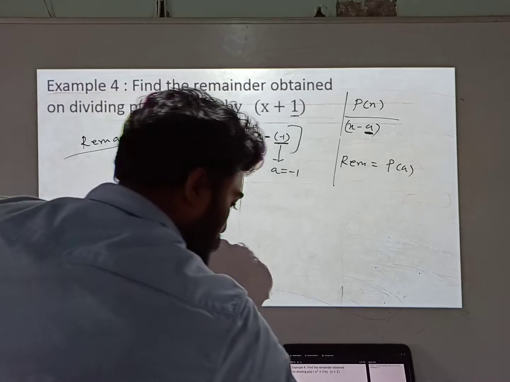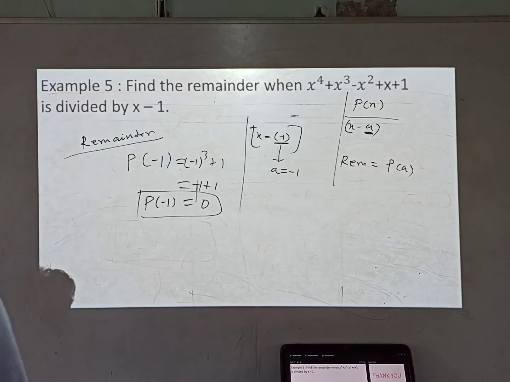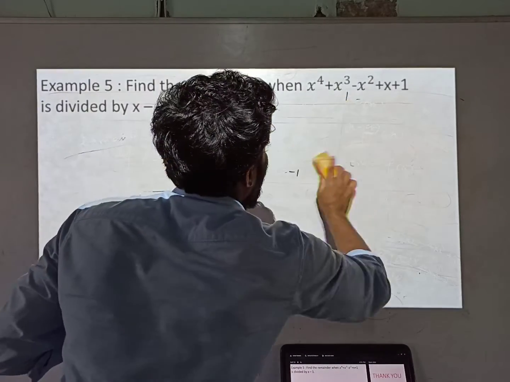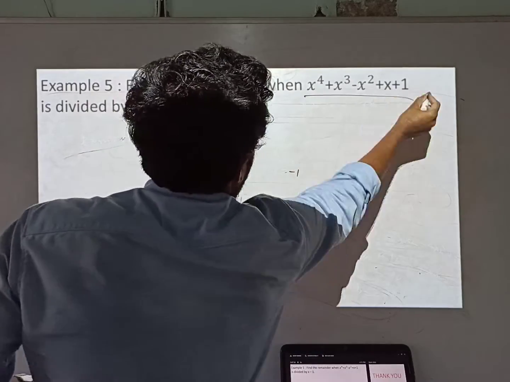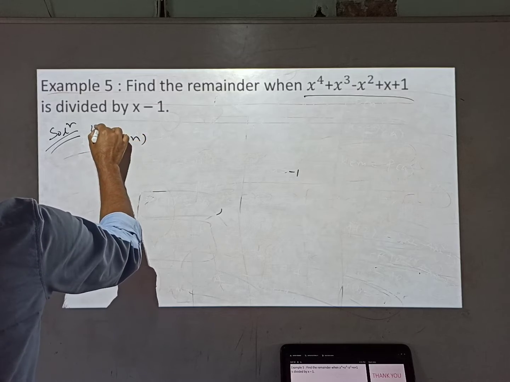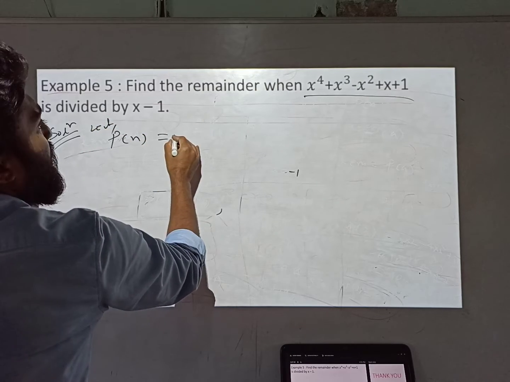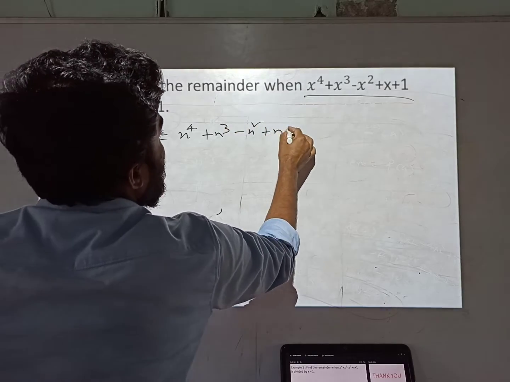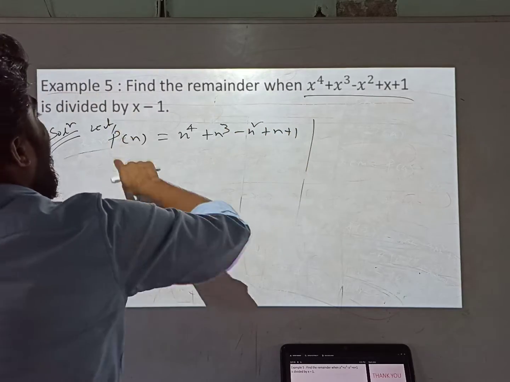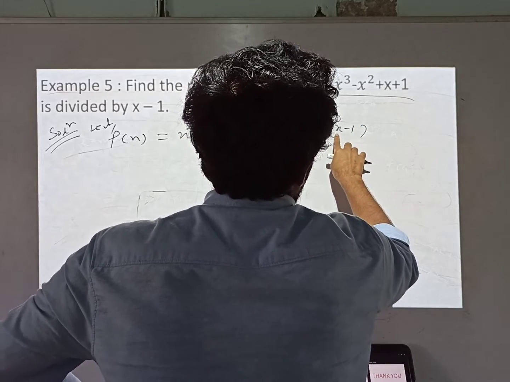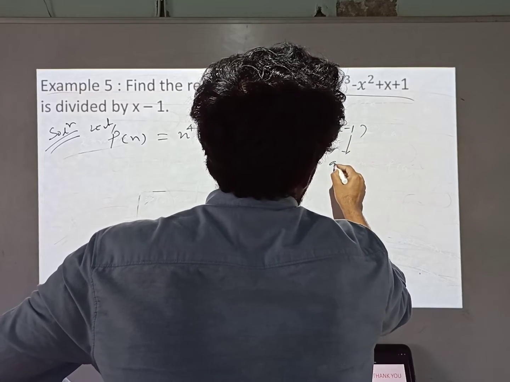Got it? Next question. Find the remainder when this is divided by this. So similar question. So what is the polynomial? This is our polynomial px. So let us do the solution. So let px equals, first write the polynomial, x4 plus x cube minus x square plus x plus 1. Now we'll find out a. So here x minus a. So this is x minus a. That means our a is 1.